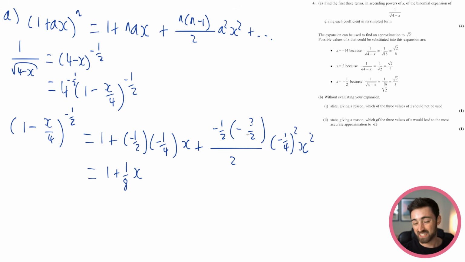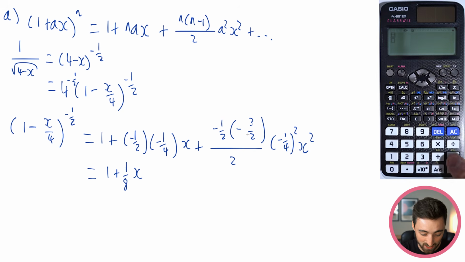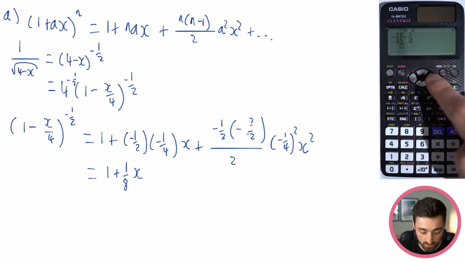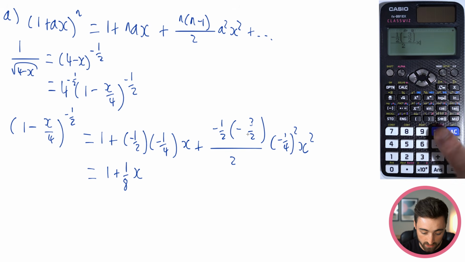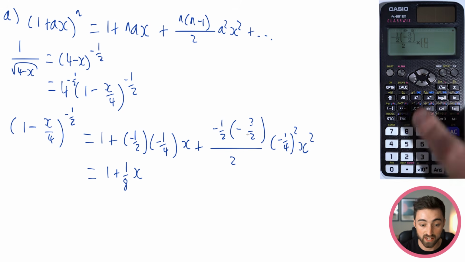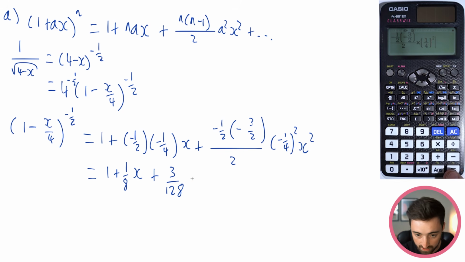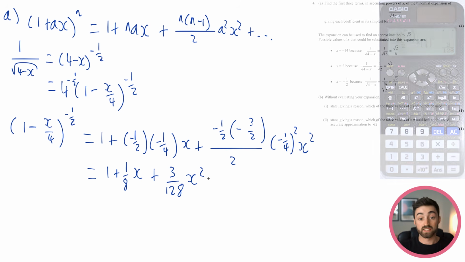Right, now this term, just get your calculator out, don't be a hero, right? So I'm going to do minus a half times by minus 3 over 2, all over 2, times by a quarter squared. And then that is going to get me plus 3 over 128. So we're going to get that of an x squared. Is this our final answer?